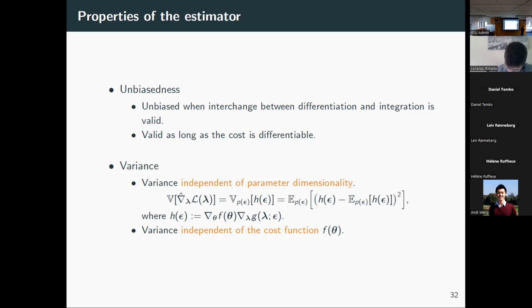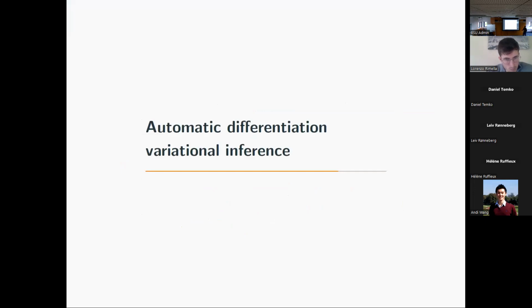And this is important, the stable variance, because now we can actually use it for any practical purpose. With the score function, you need to do control variates, Rao-Blackwellization, so many things, but now it's just that one line and you get a stable variance, and now you can apply that. So that brings us to the last point, which is automatic differentiation variational inference.